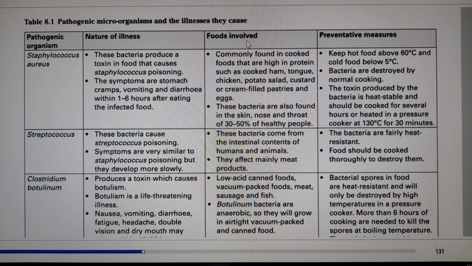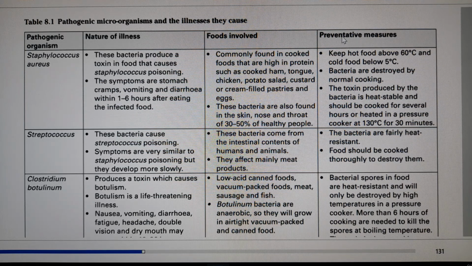And then what foods are involved? Commonly found in cooked foods that are high in protein, such as cooked ham, tongue, chicken, potato salad, custard, or cream-filled pastries and eggs. The bacteria are also found in the skin, nose, and throat of 30 to 50% of healthy people. So it will be on the skin, nose, and throat as well.